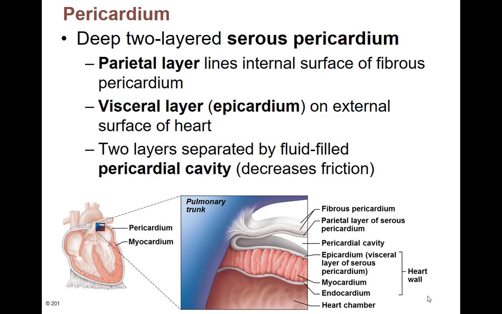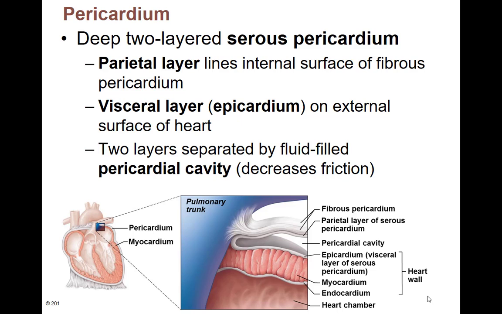So underneath that outside superficial fibrous pericardium, we have a deep two-layered serous pericardium. This may sound familiar from lab: we have the parietal layer and we have the visceral layer. The parietal layer lines the internal surface of the fibrous pericardium. It's on the outside, and it lines the cavity.